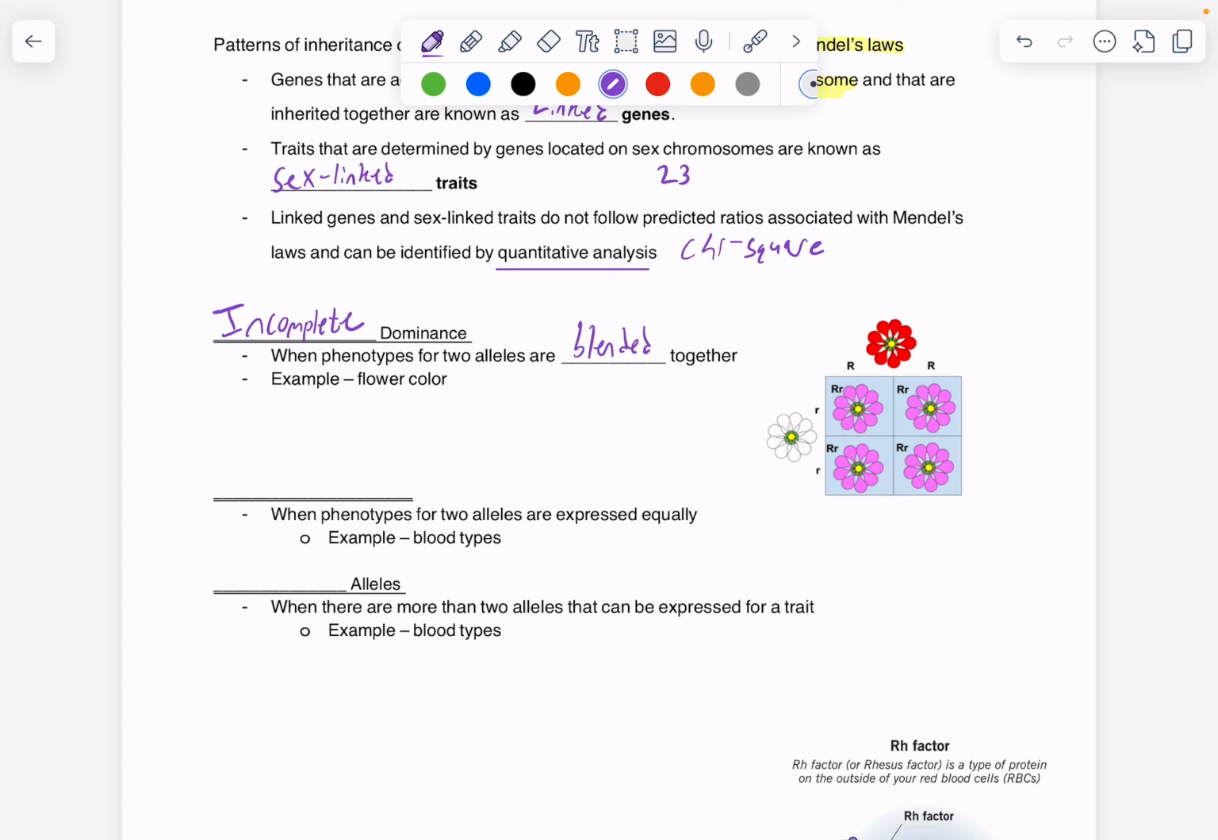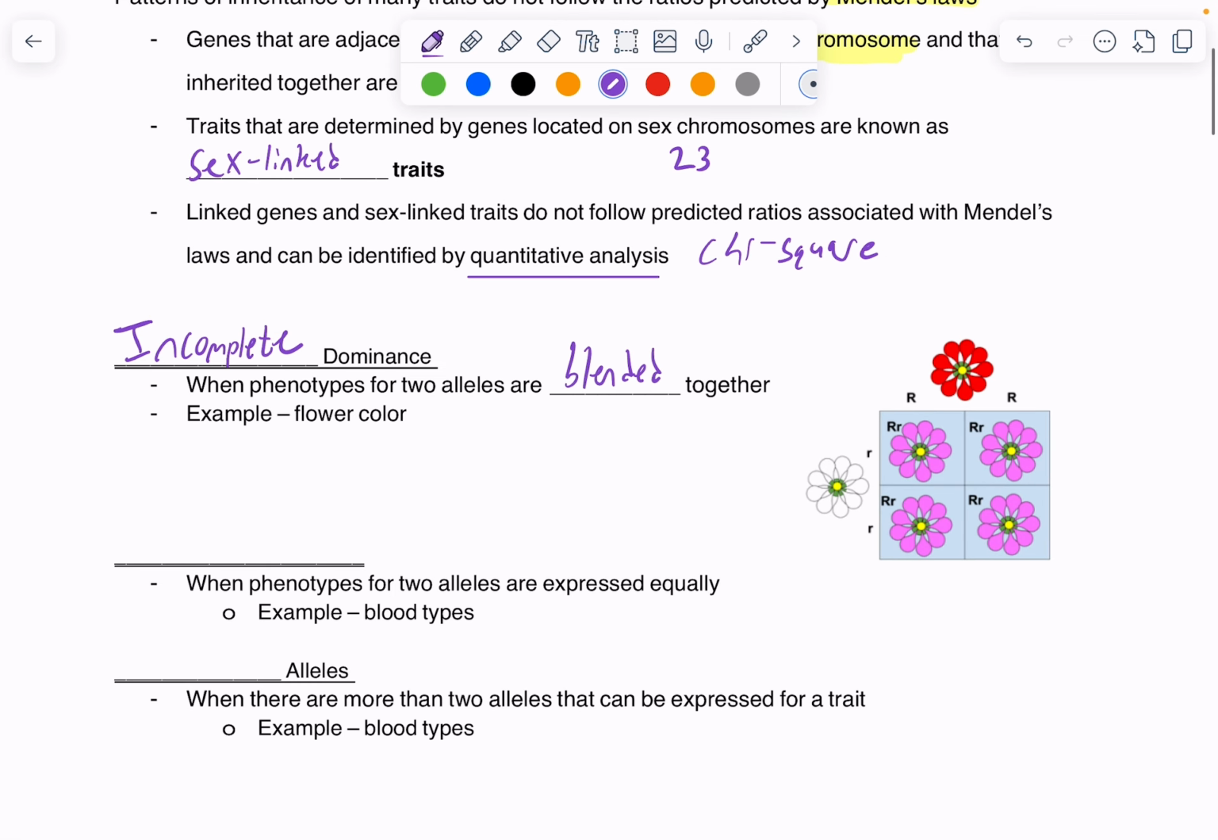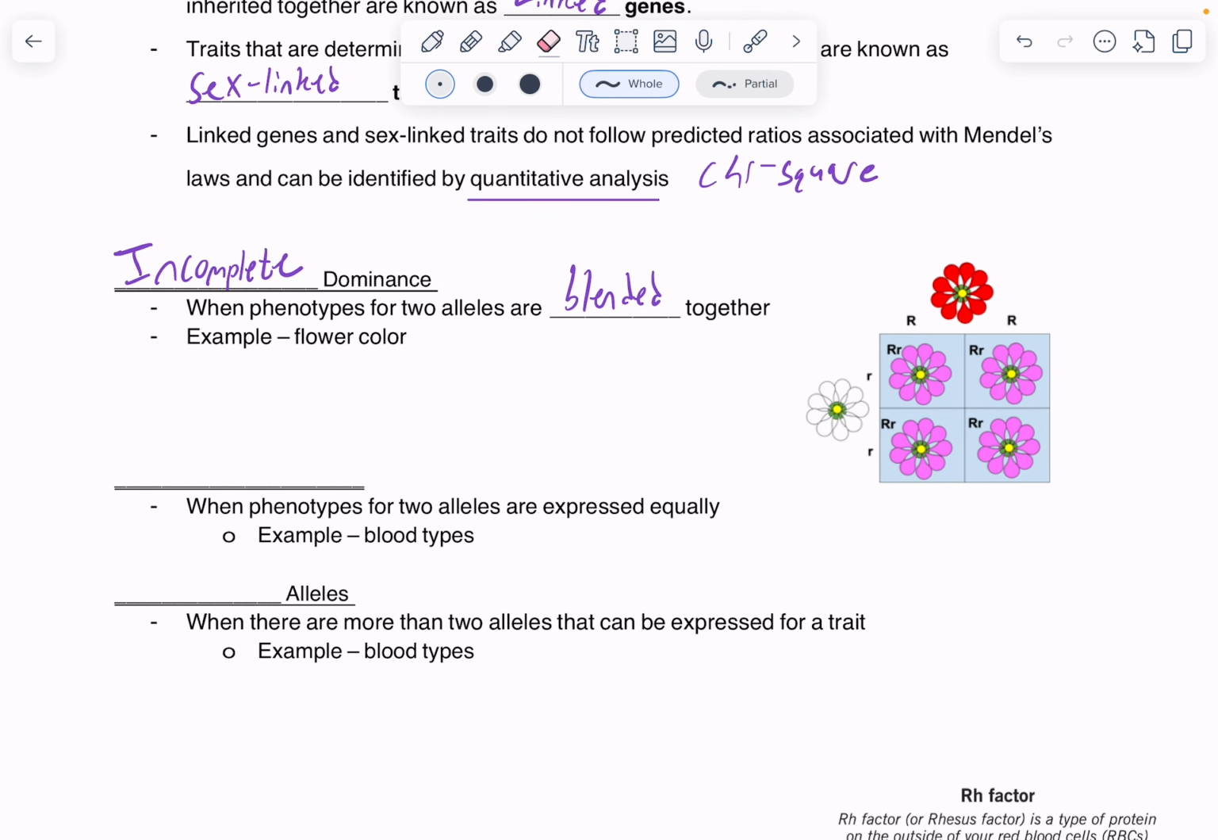For example, with the flower color over here, we have a red flower and a white flower. When we cross-pollinate them, we get a pink flower because those colors have blended together. Next is codominance. This is different from incomplete dominance. This is when both traits are shown equally.